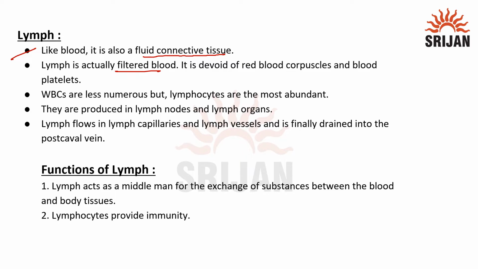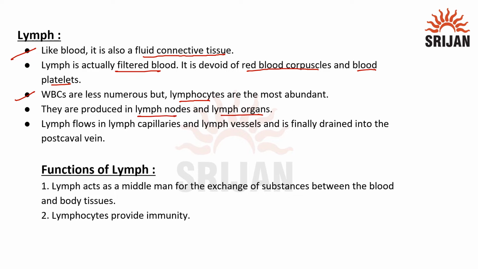So lymph will have a certain part of blood, but it will not have RBC, that is red blood corpuscles, and it will not have the blood platelets as well. It has WBCs, but they are less in number as compared to the lymphocytes that are present. So in lymph, you will find the maximum number of lymphocytes, which are produced in the lymph node and lymph organs.